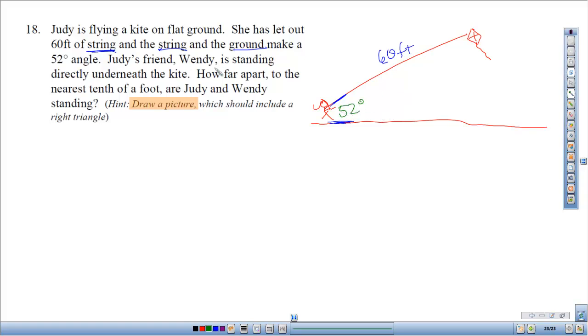Judy's friend Wendy is standing directly underneath the kite. All right, so another person, here's the kite. Here is Wendy standing directly underneath it. In fact, I might even draw down and fill in my right angle right there. All right, so there's Wendy. I guess I'll give her some hair too. Okay, and the question is, how far apart to the nearest tenth of a foot are Judy and Wendy standing? So they want to know how far apart are they? That looks like my X right there. Okay, I've got all the information.